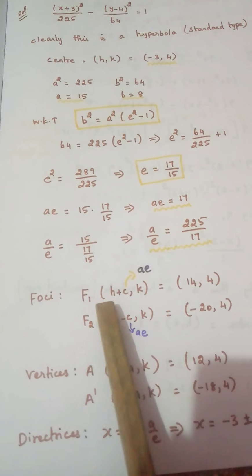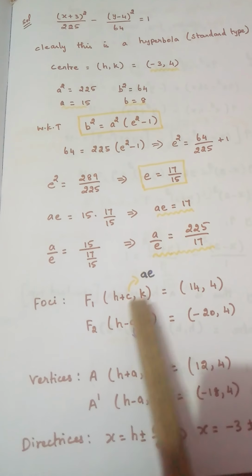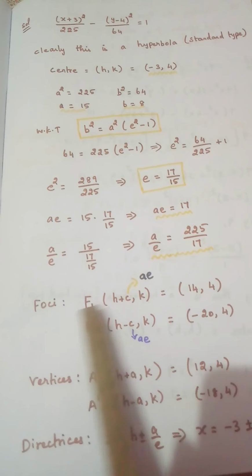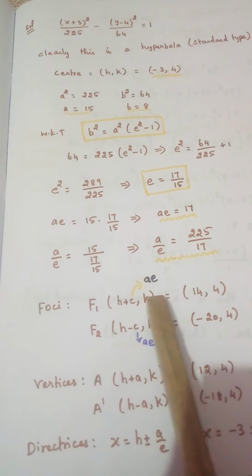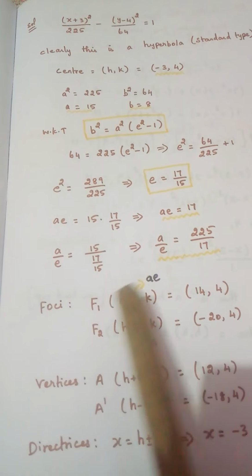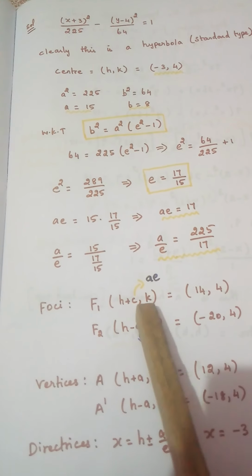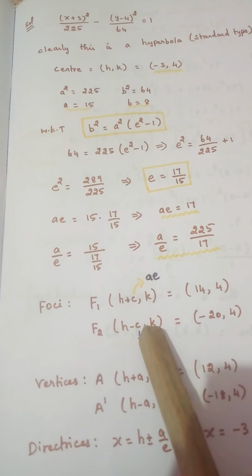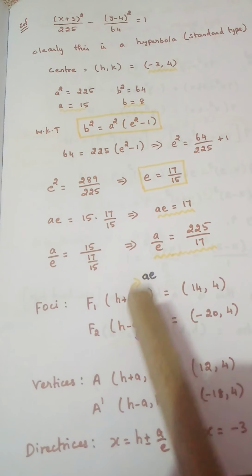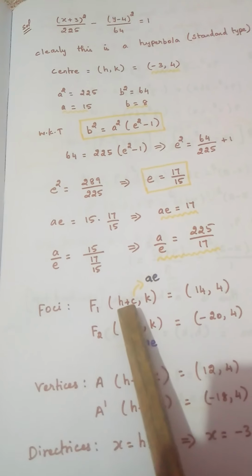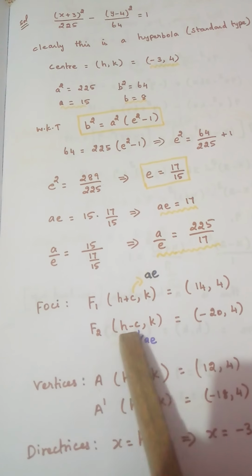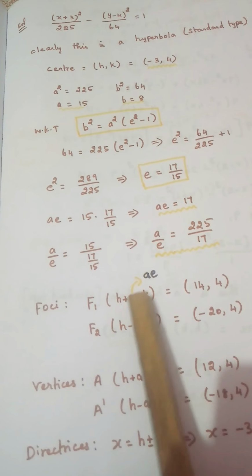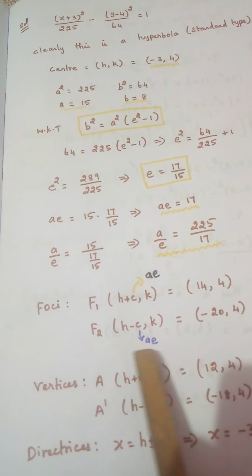F1. What is the formula? H plus C comma K. Why does this formula come? Because this is the standard type. Non-standard type means the formula will vary. How will it vary? H comma K plus C, H comma K minus C, for non-standard type. Since our problem is standard type, it is H plus C comma K, H minus C comma K. In each and every problem I am mentioning what C is. C means AE.